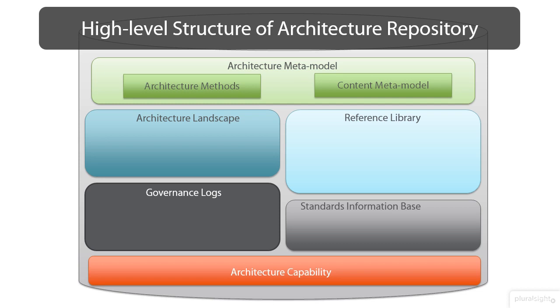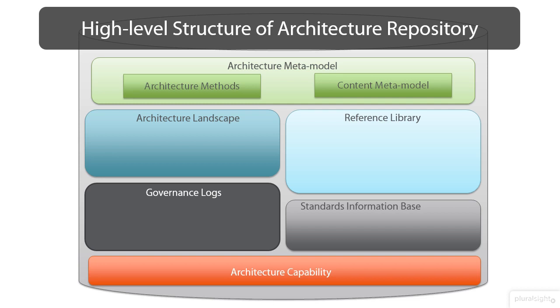The architecture landscape shows the state of the operating enterprise at particular points in time. The reference library contains reusable architecture work products. The standards information base defines the compliance criteria for work governed by architecture. The governance log captures results of governance activities such as compliance assessments. The architecture capability describes the organization, roles, skills, and responsibilities of the enterprise architecture practice.